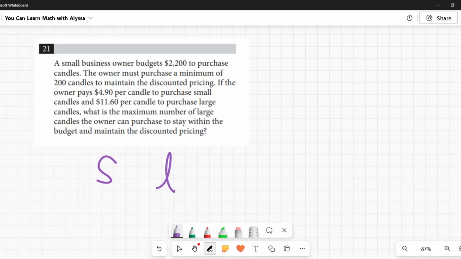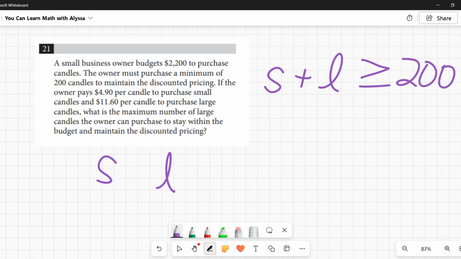So he must purchase a minimum of 200 candles. That's my first thing that I'm given, is that his purchase of small candles and large candles together has to be at least 200, a minimum of 200. So this combo must be greater than or equal to 200. It could be 200, it could be more, it cannot be less. There is my first equation. So I've written that in. I'm going to mark it out. I don't need it anymore.